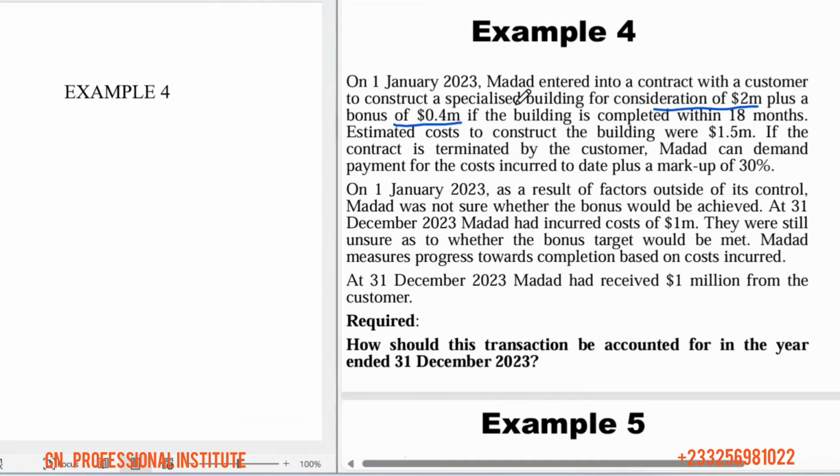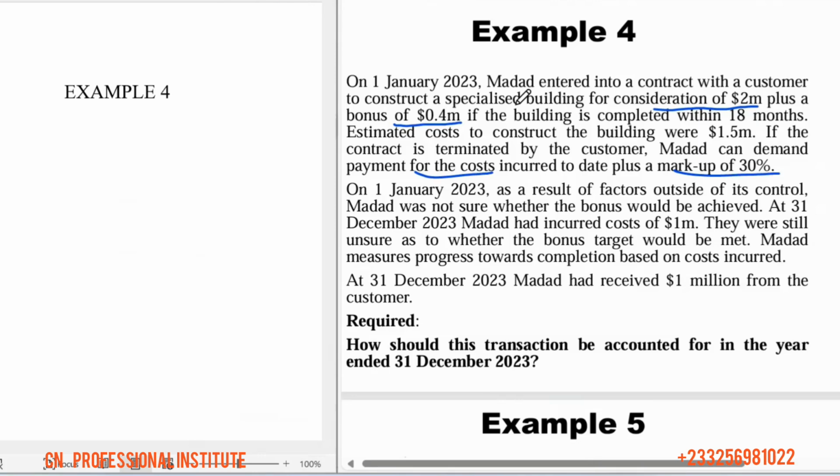Estimated cost to construct the building was 1.5 million. This is the estimated cost to construct the building, so that's the total cost. Not cost to date, not cost to complete, the whole cost. If the contract is terminated by the customer, my dad can demand payment for the cost incurred to date plus a markup of 30%. On 1st June 2023, as a result of factors outside of its control, my dad was not sure whether the bonus would be achieved.